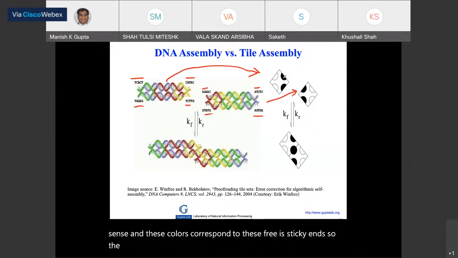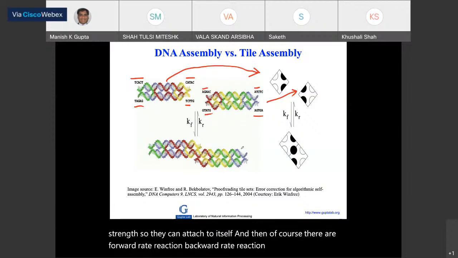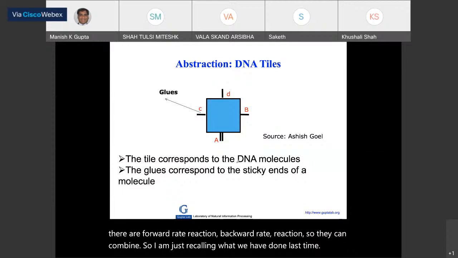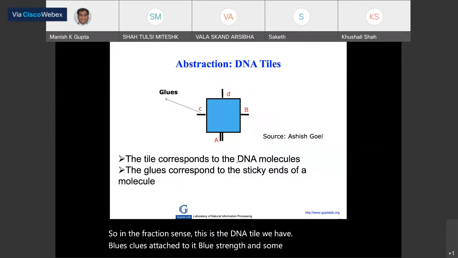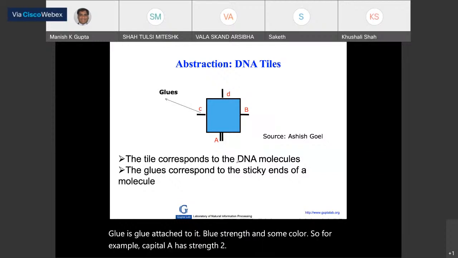So the colors have some glue attached to them, and there are some glue strengths. Okay, so they can attach to each other, and then of course there are forward rate reactions and backward rate reactions. So they can combine. Okay, so I'm just recalling what we have done last time. So in the abstract sense, this is the DNA tile. We have glues attached to it, glue strength, and some color. Okay, so for example, capital A has strength 2, other glues C, D, B have strength 1.